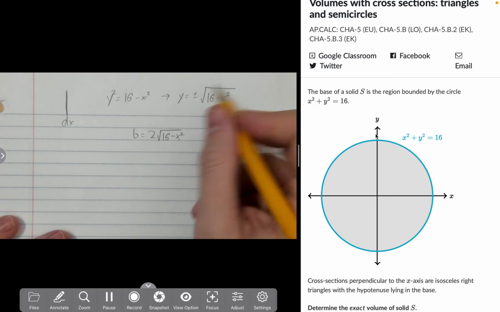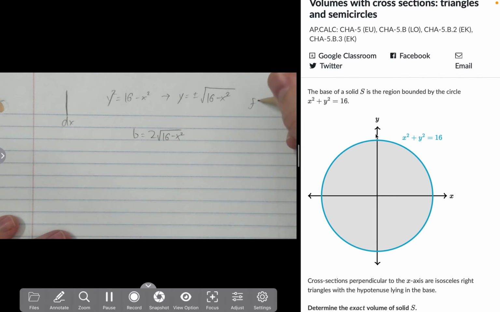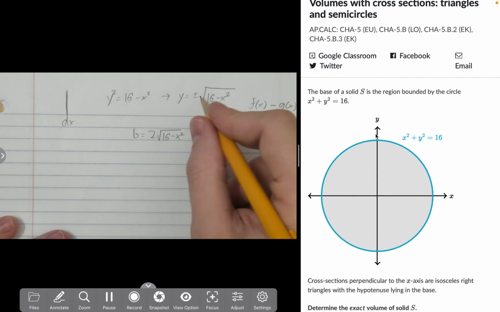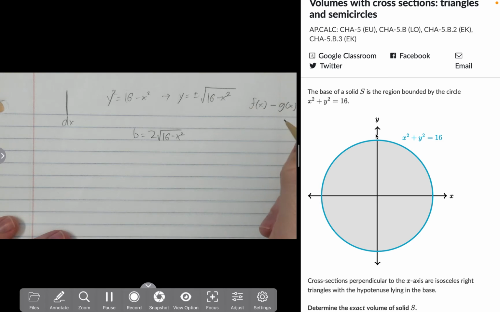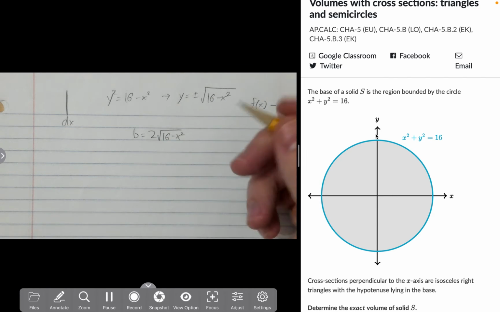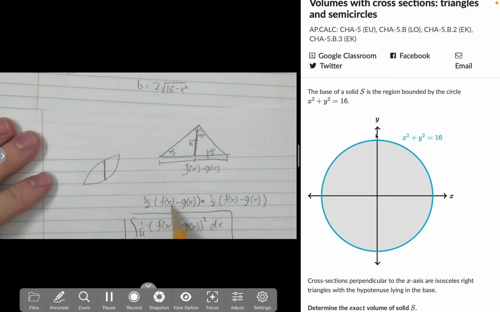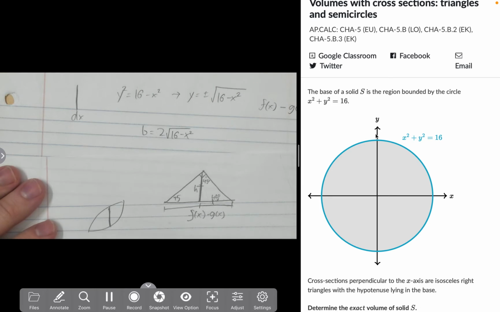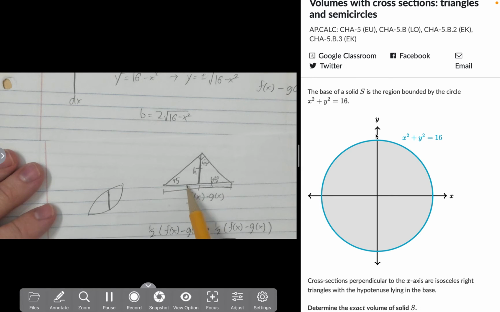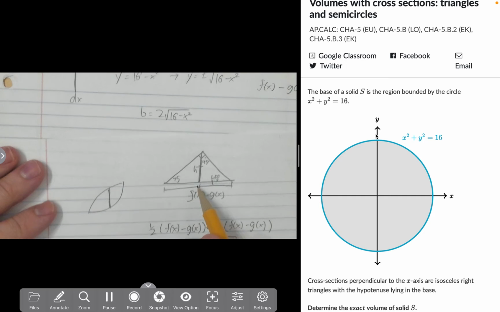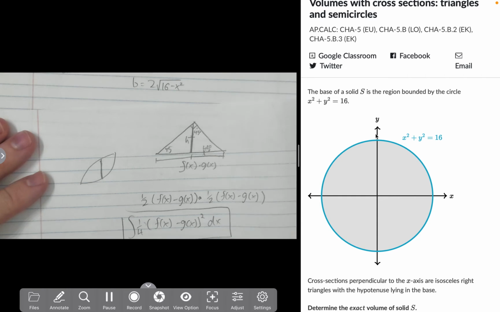Why is that? Because when we take f, the positive function, and subtract g, the negative root, you double negate and get 2 of those roots. Okay, so with that being said, let's take a look at this formula. If our base is 2 of those square roots, then the area of an isosceles triangle is 1/2 times that base times half of that base, because half of that base is the height when you have an isosceles triangle with the hypotenuse as the base, which we talked about in that previous video.